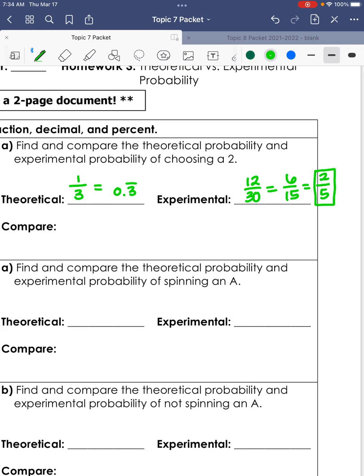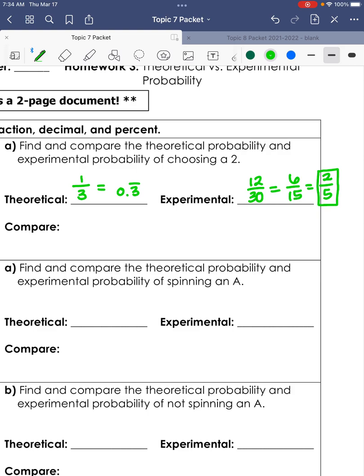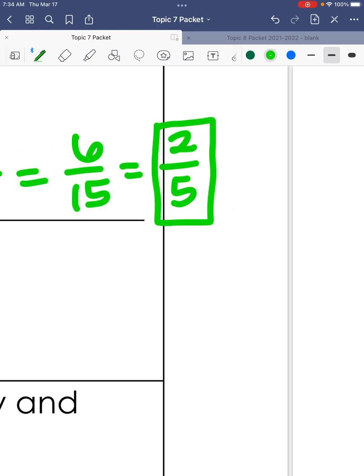Because notice my fractions don't have the same denominator. And when they don't have the same denominator, it's hard to compare them. So let's make them have the same denominator. Or let's not even make them have the same denominator. Let's convert them both to decimals, just like I did for the theoretical probability. So I'm going to put in my calculator 2 divided by 5, and I get 0.4.